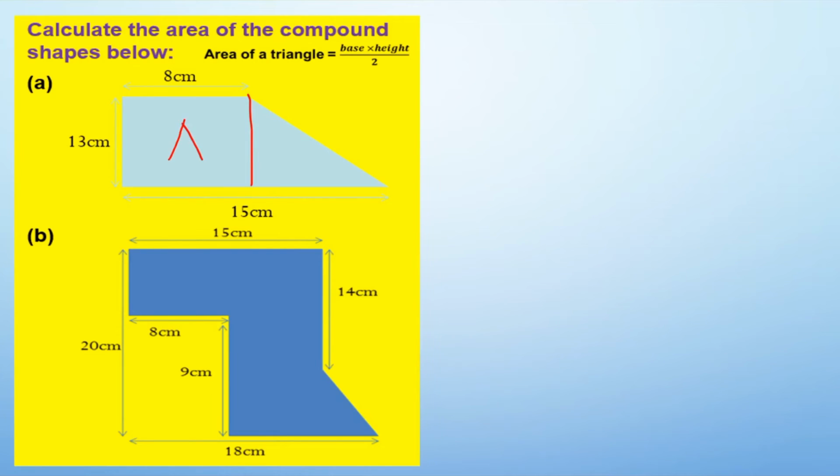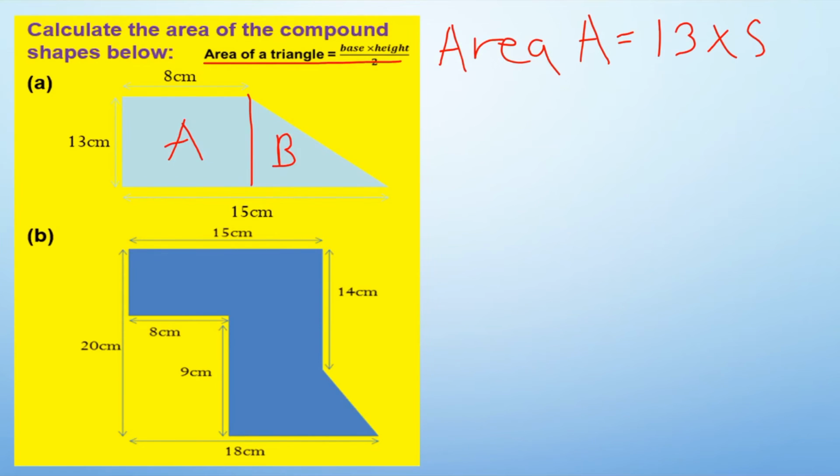This time we've got a triangle as well, and what's more better about this is area of triangle formula is already mentioned over here. So in case you forget, you can still refer to this. I'm going to write it over here. Area A is equal to 13 into 8, which is equal to 104 centimeters squared.